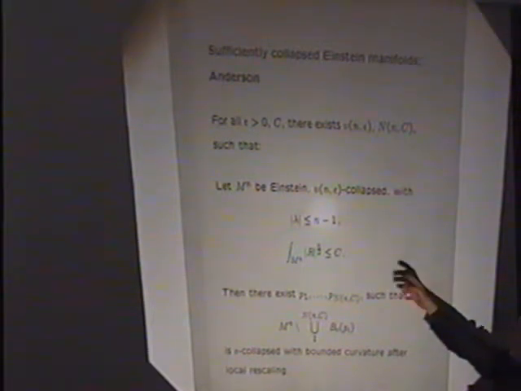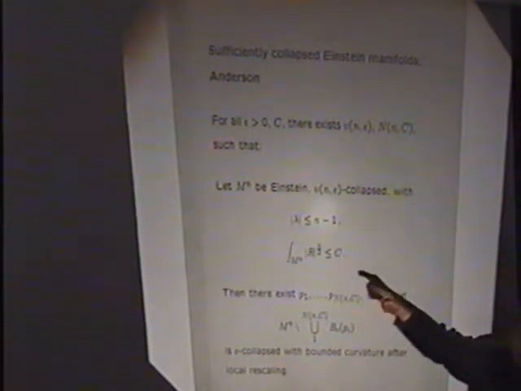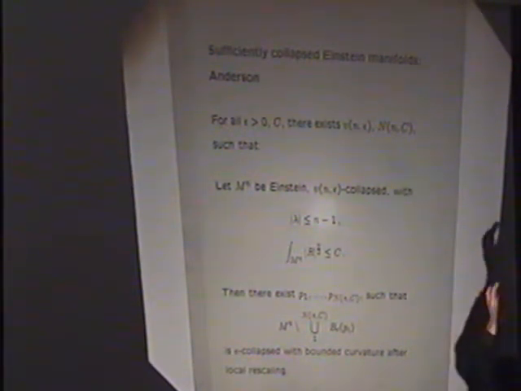So then, if it's sufficiently collapsed with our two previous hypotheses, that's the opposite of the other case where we assumed it was non-collapsed. Now assume that it's sufficiently collapsed. Then, away from a definite number of points, where this n of c is again just some definite multiple of c, it's collapsed with bounded curvature after local rescaling. So that's his observation. It's actually not a difficult observation.